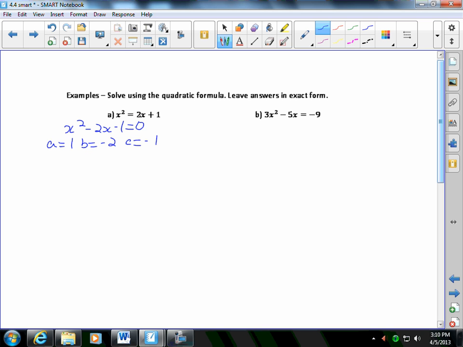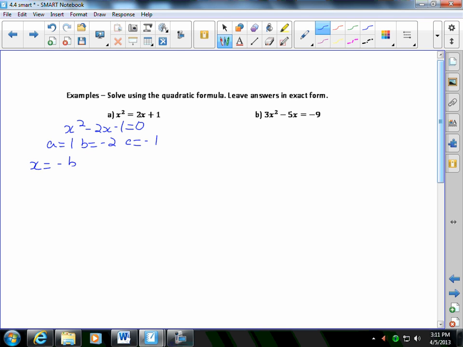So I can check first and see how many roots I should have for this. The question didn't ask you to specifically, so you don't have to. The only time you would is if you have some really big numbers in there and you don't want to go through all of the work and then find out that there's really no solution. In this case, you've got small enough numbers, so just go straight to the quadratic formula.